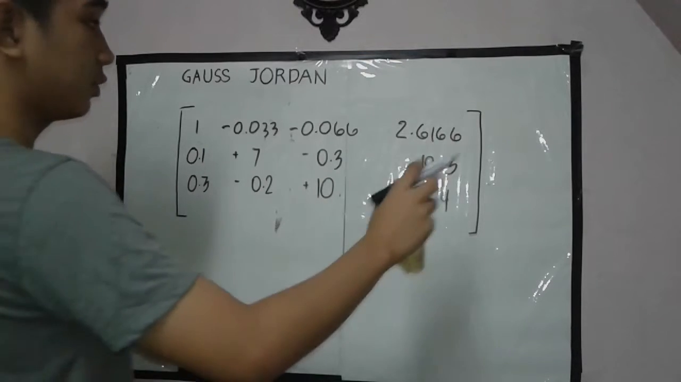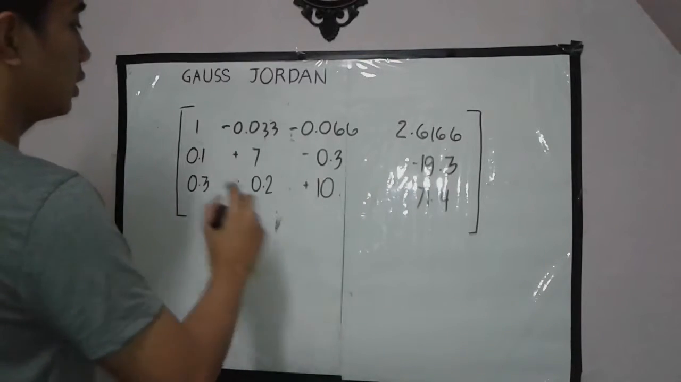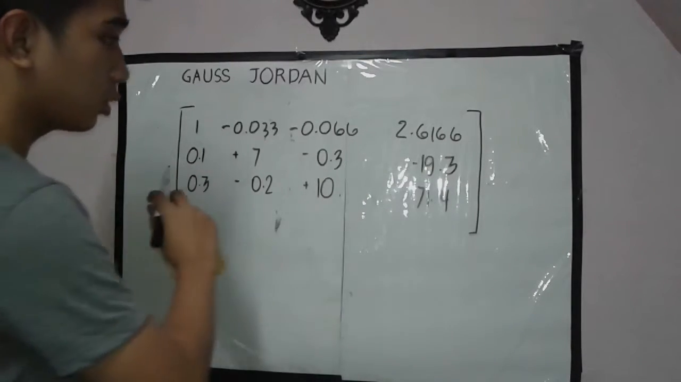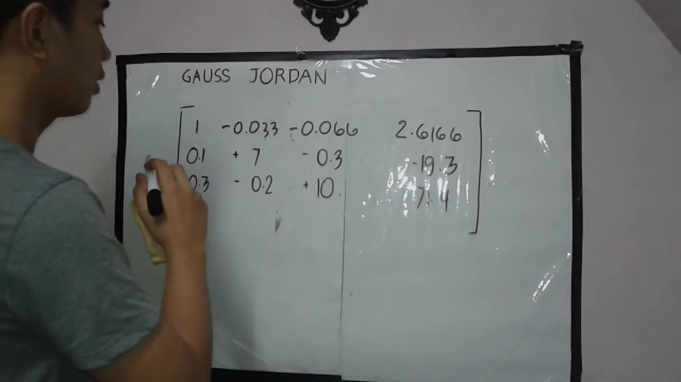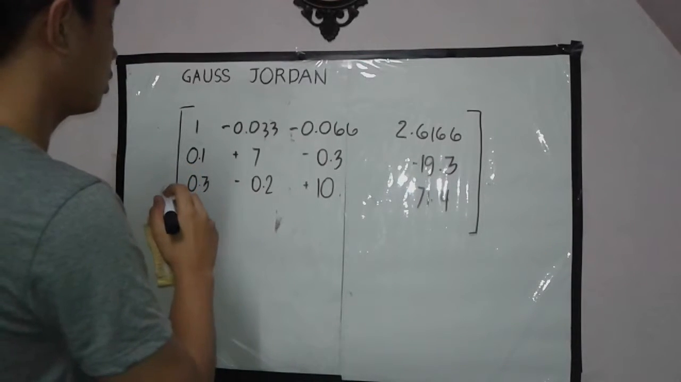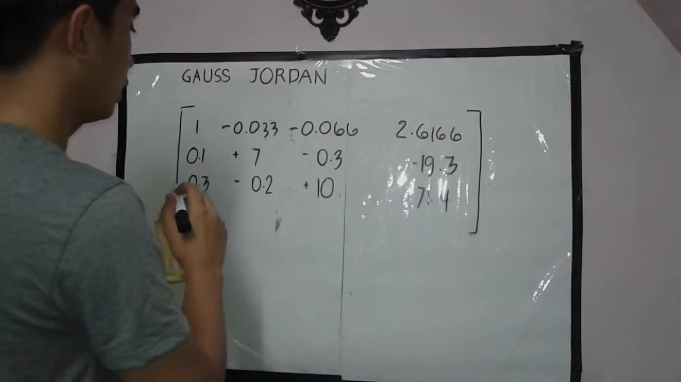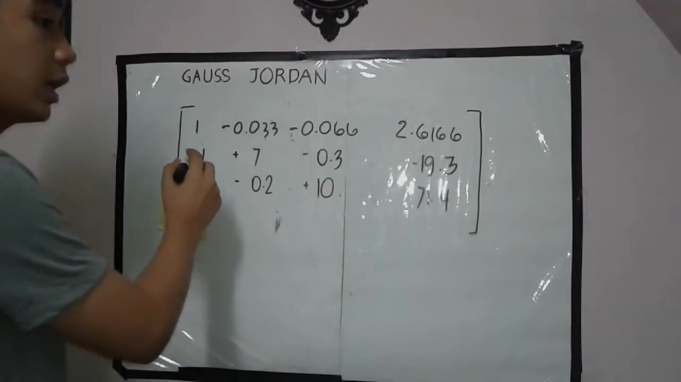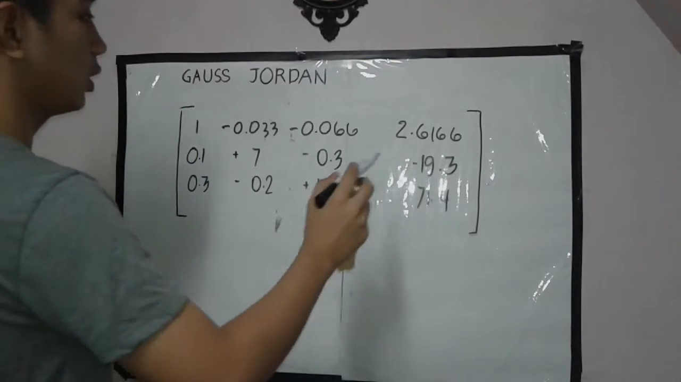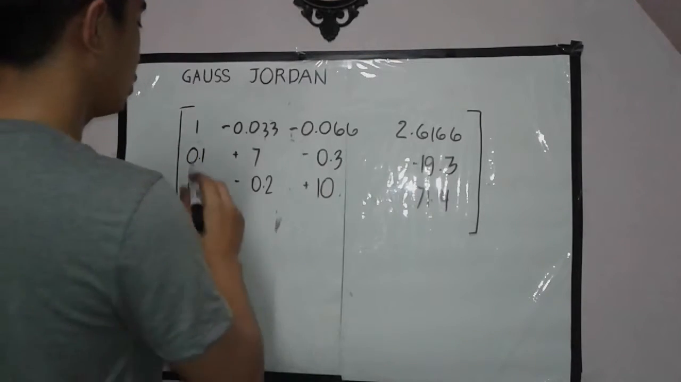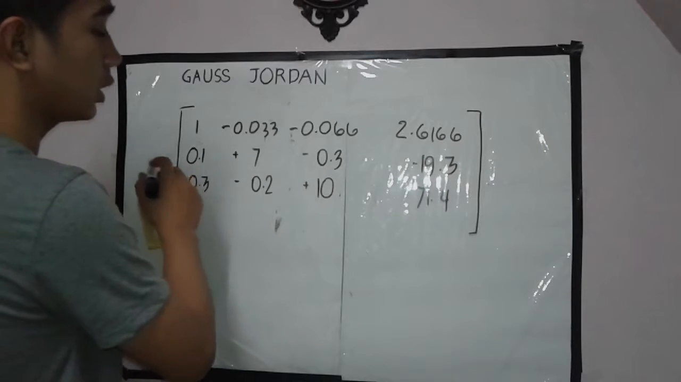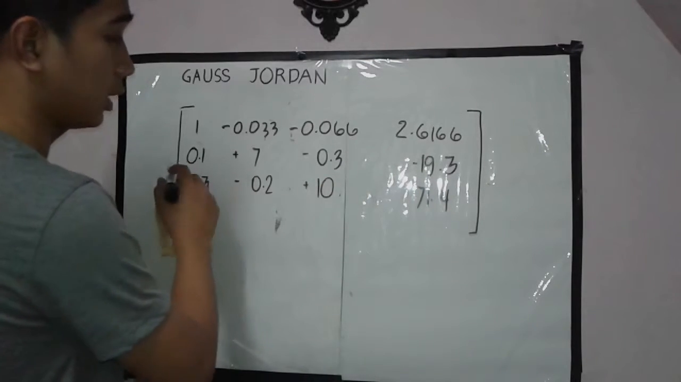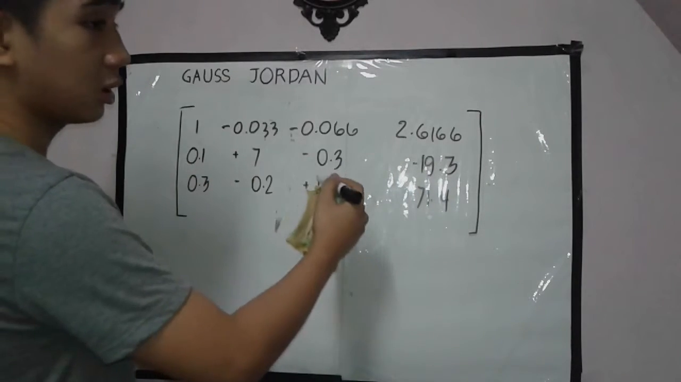After you normalize your first row, the next step is your second row. But you need first to cancel or reduce the x sub 1 from your second row in order to normalize it. So to do that, subtract the second row by 0.1 times the first row.